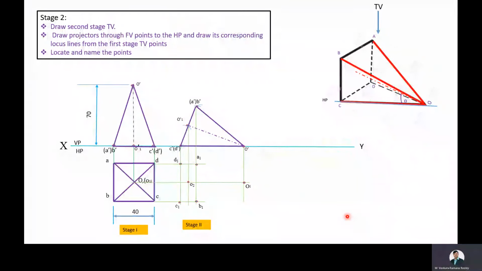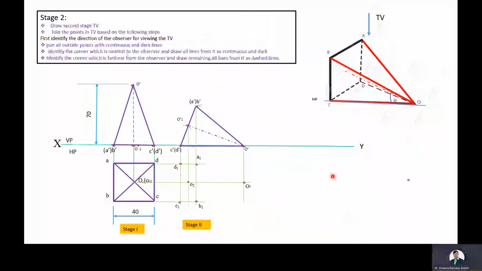After locating the intersection points in the second stage top view, we need to join these points based on 3 steps. Before joining the intersection points in the second stage top view, first draw the direction of vision of the observer. This is the direction of vision of the observer for drawing the second stage top view. Then as a first step, join all outside points with continuous and dark lines.